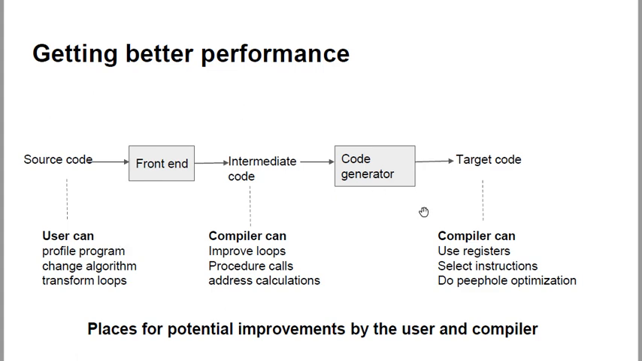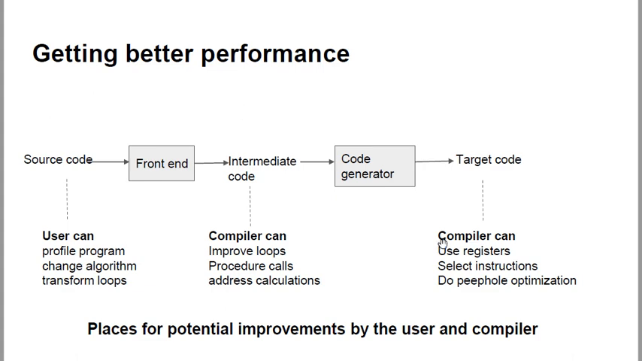When the intermediate code is generated, the compiler comes into play. The role of the compiler comes after intermediate code generation, in code optimization. The compiler can improve the loops or the procedure calls, and some address calculations can be optimized after the intermediate code is generated, in this code optimization phase. And after the target code is generated, the compiler can also use certain registers, select instructions, and apply certain peephole optimization. Peephole optimization is a different kind of code optimization. We'll deal with this at the end of the chapter.